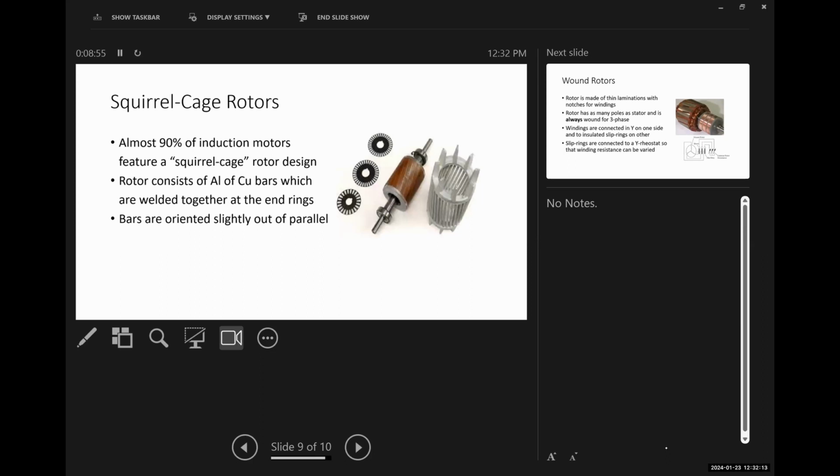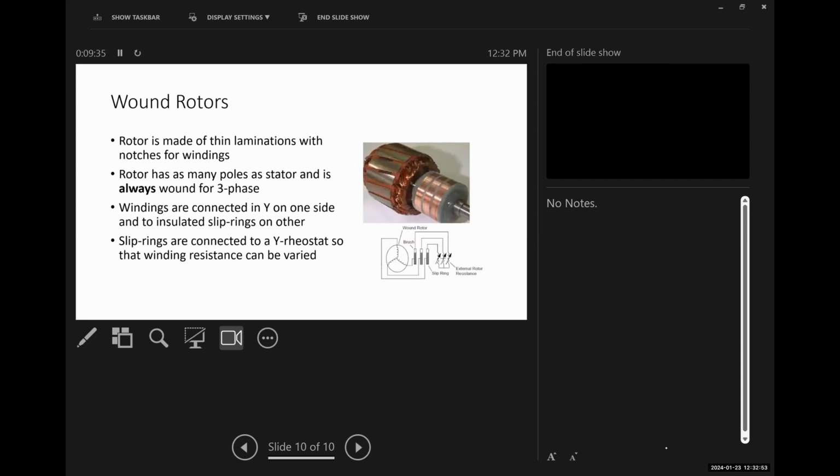The picture's kind of grainy, but this squirrel cage motor doesn't have all of the discs and that kind of stuff, so you can see how the bars are slightly askew. That skewness effectively makes sure that there's always a slight difference in the magnetic field, which is going to cause the torque that makes this turn. Like I said earlier, it consists of aluminum and copper bars welded together with end rings, and the bars are oriented slightly out of parallel. There are pictures of the different types of slices you can make these out of, depending on the number of bars that you need. And then lastly, we have our wound rotors.